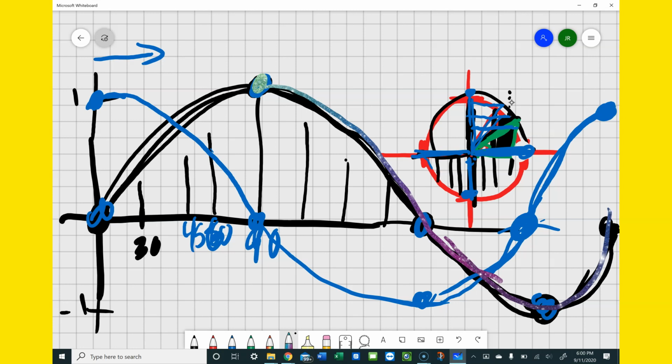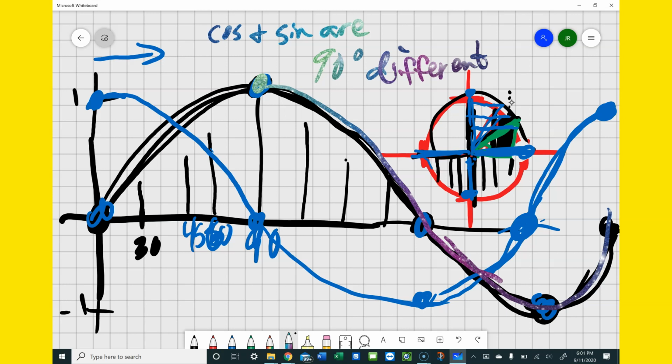So cosine and sine are 90 degrees different, or we call that a phase shift. I know I'm writing in some glittery colors. Hopefully you enjoy that. They're 90 degrees different. So if we shift cosine to the right by 90, then it would match up with sine. Or if we shift sine to the left by 90, then it would match up with cosine.